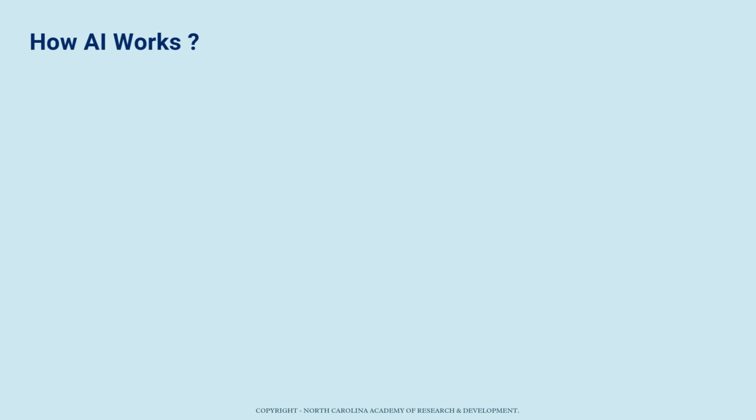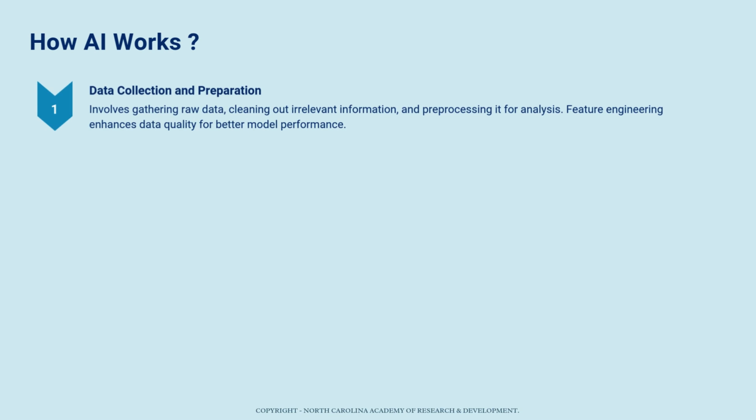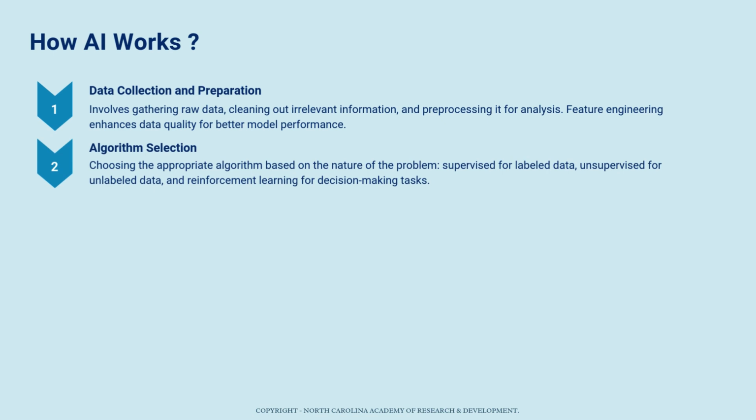Let's understand how AI works. It begins with data collection and preparation, where raw data is gathered, cleaned, and enhanced for quality to create a strong foundation. Next, we have algorithm selection. The choice depends on the problem. Supervised learning for labeled data, unsupervised learning for discovering patterns, and reinforcement learning for decision-making.